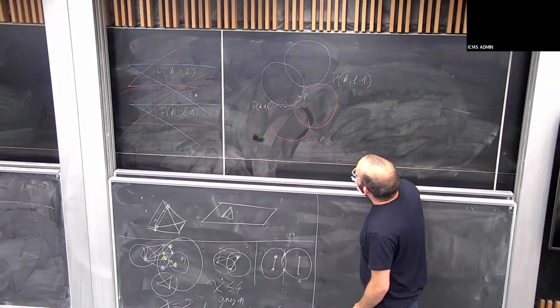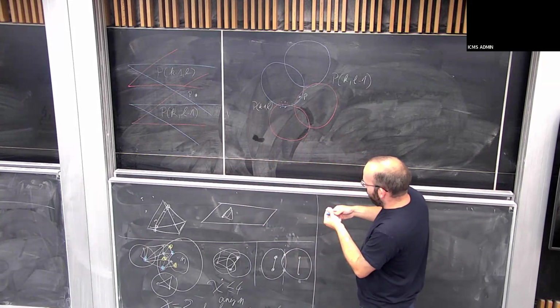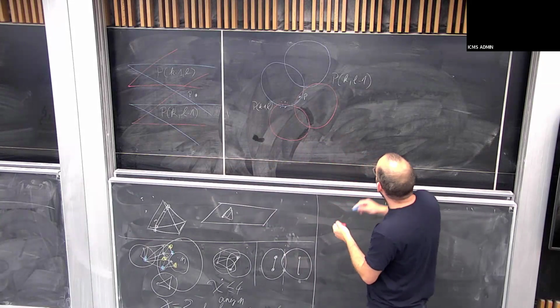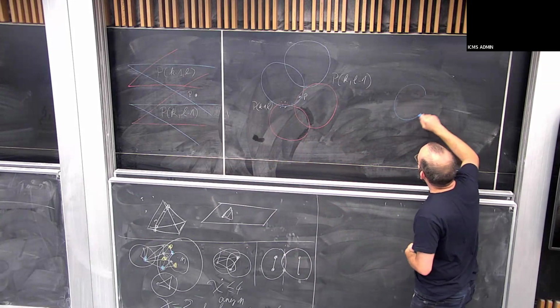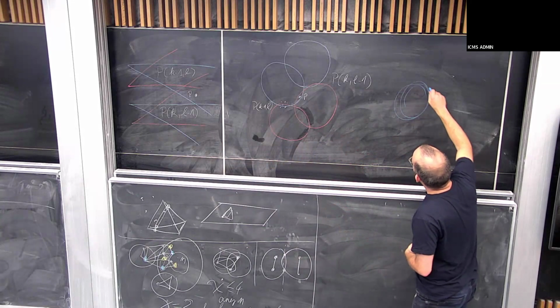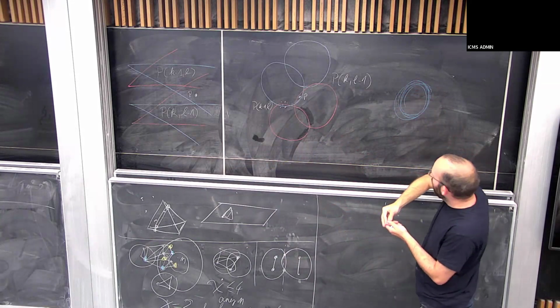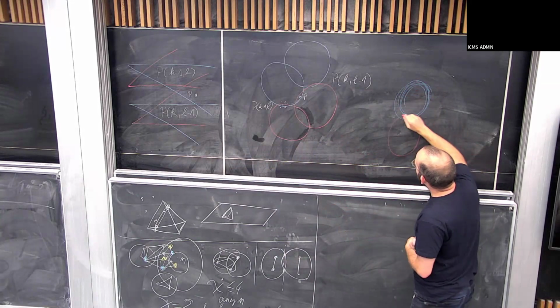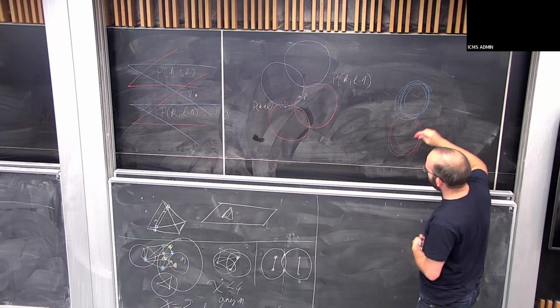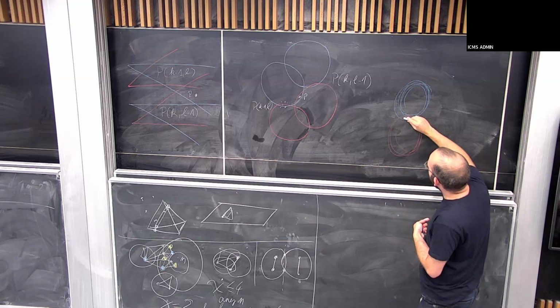So how you do it, the construction will always look like this. I will have a lot of blue unit circles close to each other, and a lot of red unit circles close to each other, and all the points will be in this very small area here.